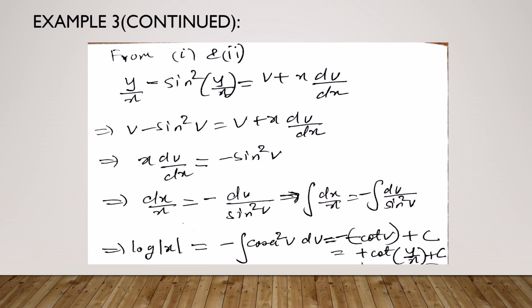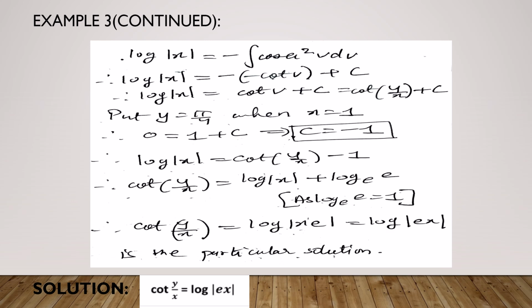So integral of cosec square is minus cot. So minus of minus cot means plus cot. So the answer is log mod x is equal to cot of y by x plus c. So we have obtained the general solution, which is log mod x is equal to cot v plus c. And when you put v is equal to y by x, it is cot y by x plus c.